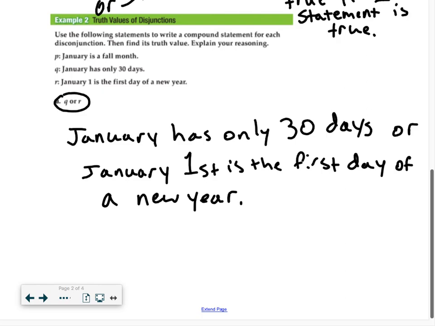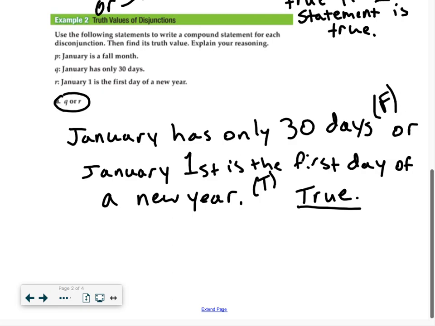So let's think about the truth value of this whole thing. The first one, January has only 30 days, that's false. January has 31 days. So the first statement is false. Or January 1st is the first day of the new year. That second statement here is true. Okay? And again, an or, only one of them has to be true to make the whole thing true. So this whole thing, one of the statements is true. So the whole thing is considered to be true.